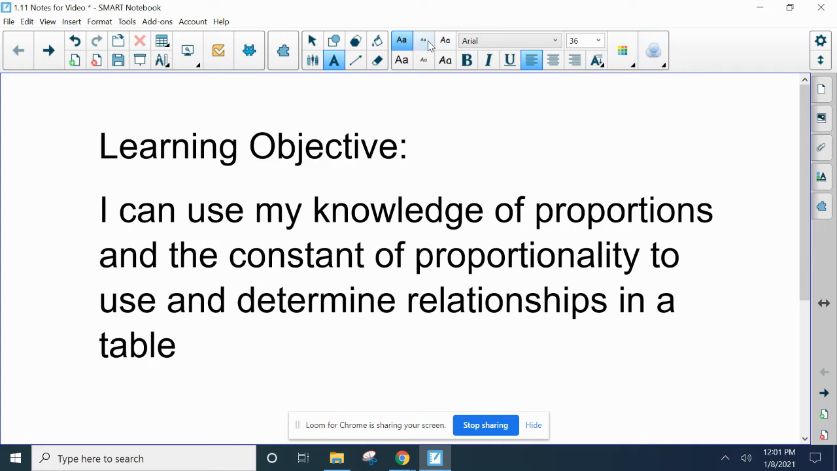All right, so today our objective is that you're going to use your knowledge of proportions and your knowledge of constant proportionality. And today we're going to determine relationships in a table and use that relationship to find missing data in a table. It's going to be a little bit of what we were doing last week and just a small extension to what we were talking about.